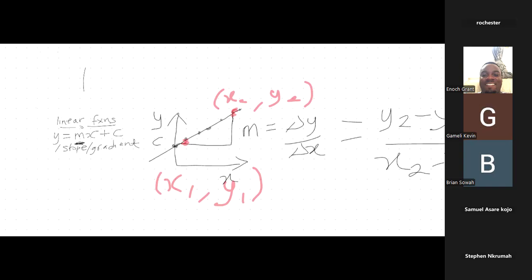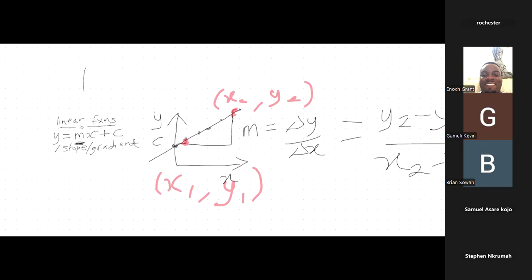So if you have a straight line and you find 2 points on that straight line, or whenever you are given any 2 points, you can determine the what? The slope of those 2 points, using the formula m is equal to delta y over delta x, which is the same as y2 minus y1 all over x2 minus what? x1. Correct.